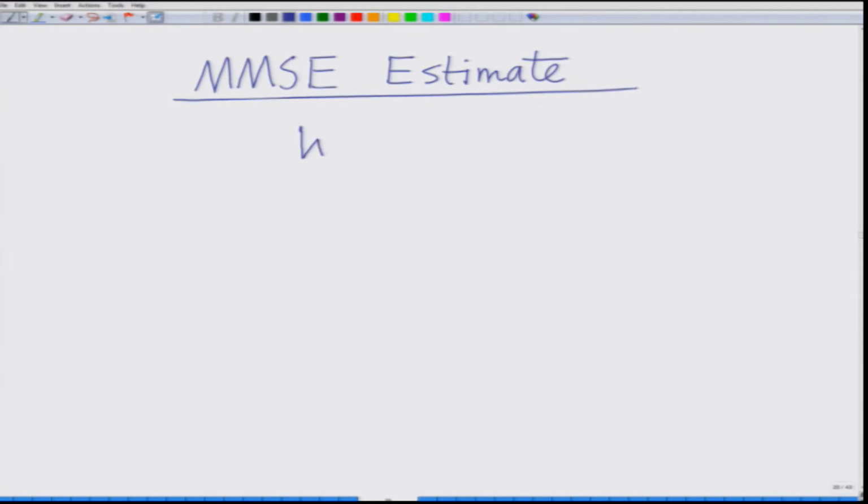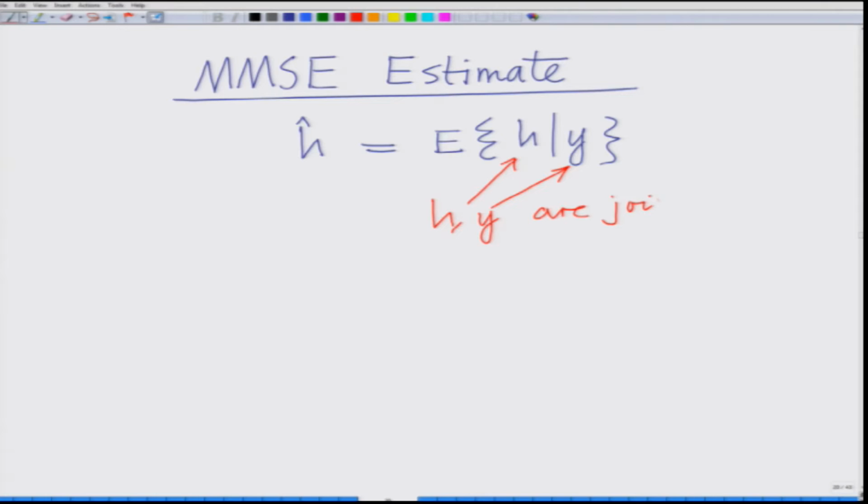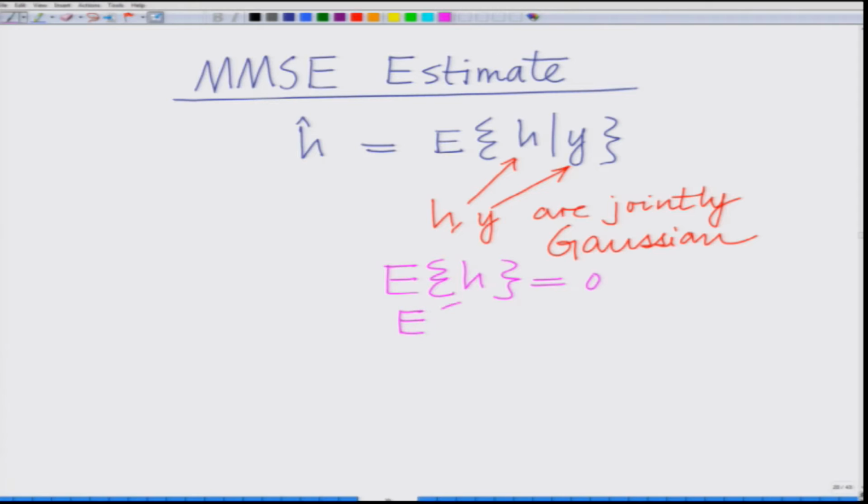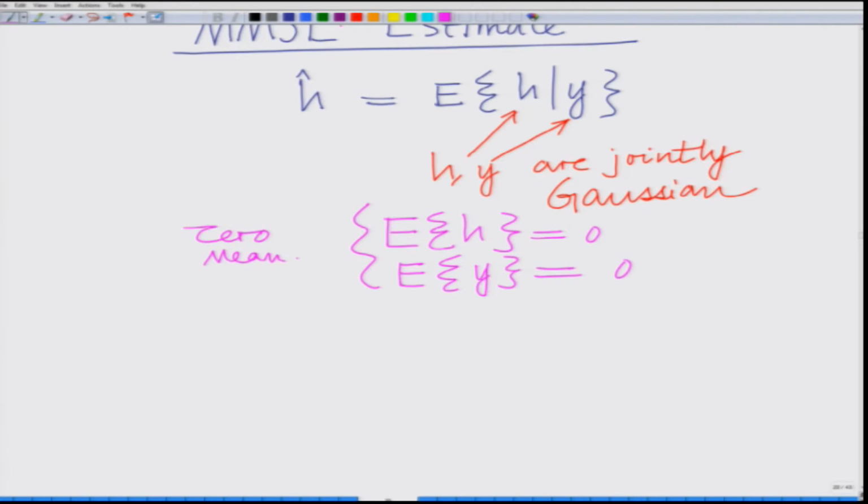that is h hat equals expected value of h given y when these parameters h comma y are jointly Gaussian, that is the first point, and also they are 0 mean, that is expected value of h equals 0, expected value of y equals 0, meaning that both the parameter h and the random variable y are 0 mean.